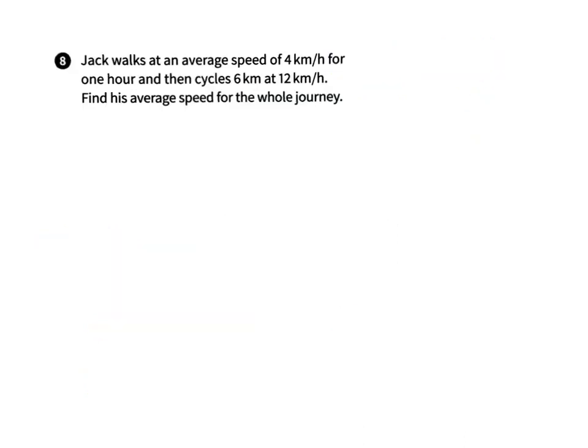Question number 8. Jack walks at an average speed of 4 kilometers per hour for 1 hour, and then cycles for 6 kilometers at 12 kilometers per hour. Find his average speed for the total journey, for the whole journey. So there's two portions to it. We have a walking, and then we have a cycling. Okay, so for this portion, I will always look for 3 letters: D, S, and T. D, S, and T. Distance, speed, and the time.